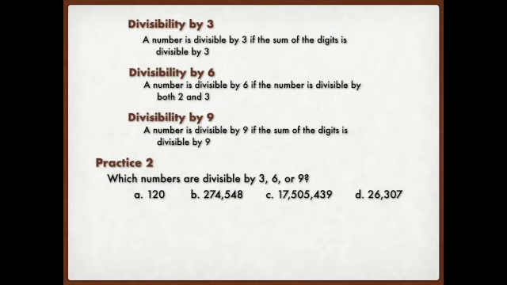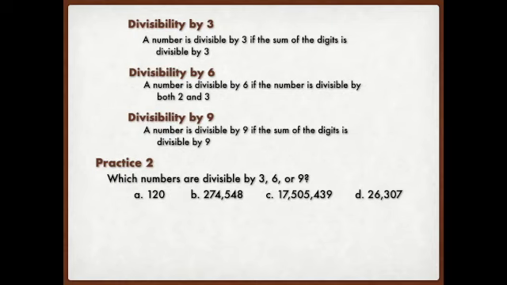Now let's look at the divisibility by 6. A number is divisible by 6 if the number is divisible by 2 and 3. Okay, both 2 and 3. Is 120 divisible by 2? Yes. Is 120 divisible by 3? Yes. Well, let's go back to the 2.